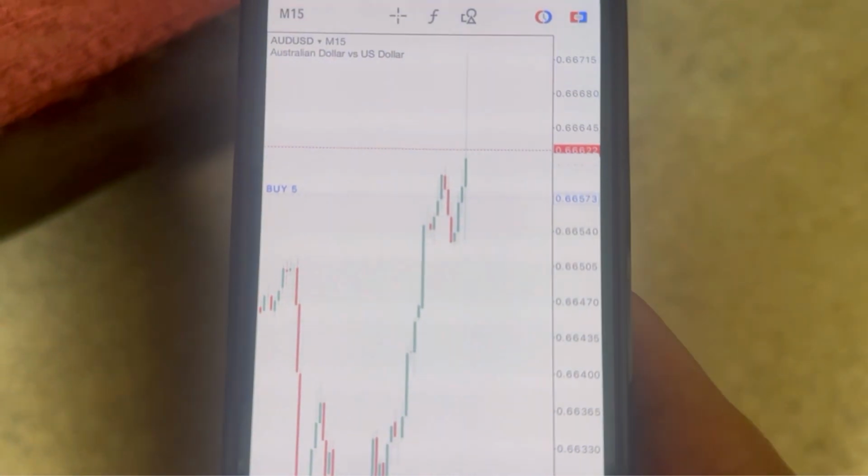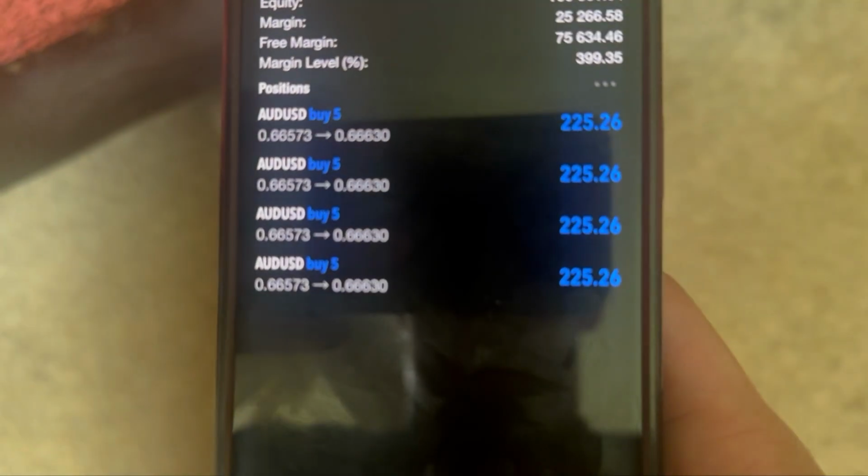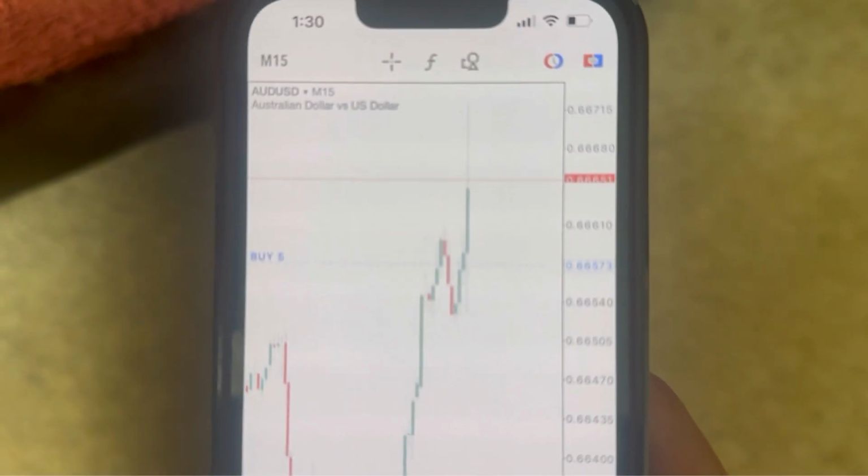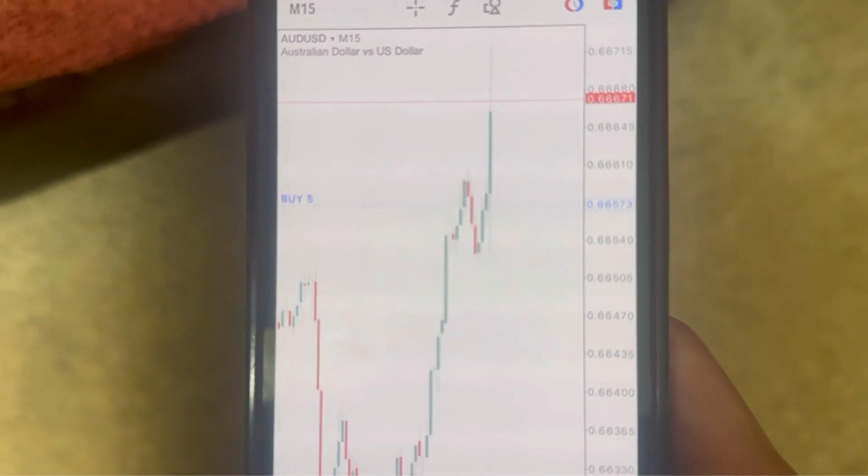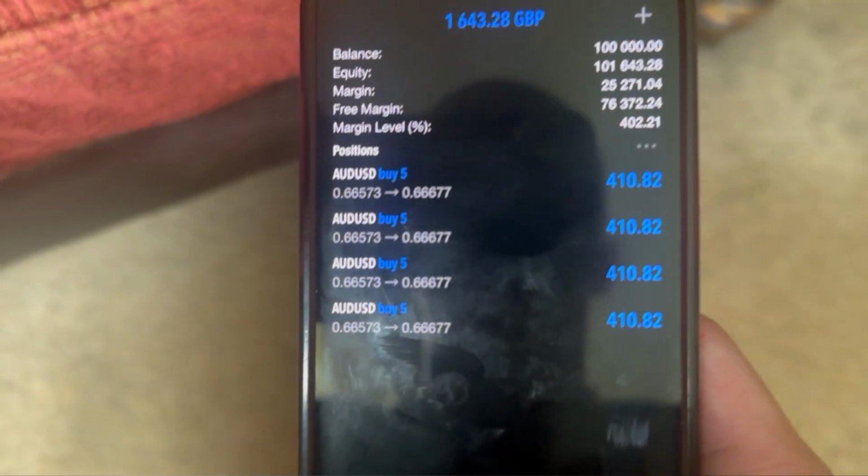Alright guys, so the news just came out for 1:30 and it rallied up. We're coming back down now. We're up $1,000. What? Holy shit, that was crazy news. Fuck me, I'll keep you updated on this trade, but that was mad.